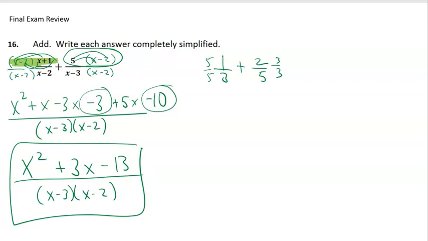I'm trying to scan over it, and I don't see any silly mistakes. That doesn't mean they're not there. I think we're okay, right? But again, if this numerator factored and one of the factors was an x minus 3 or x minus 2, we would have to do that and cancel common factors.